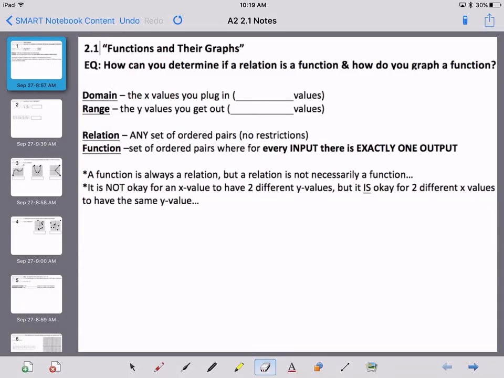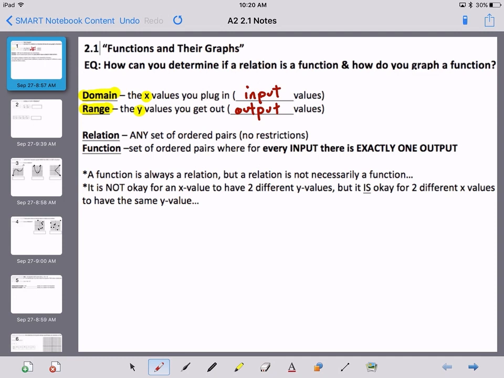Alright, so in this video we're going to talk about functions and their graphs. The first thing that we need to discuss is this idea of domain and range. Domain is simply the x values that you plug into any function, and sometimes we call those the input values. The y values are our range, and a lot of times you'll hear those referred to as the output values.